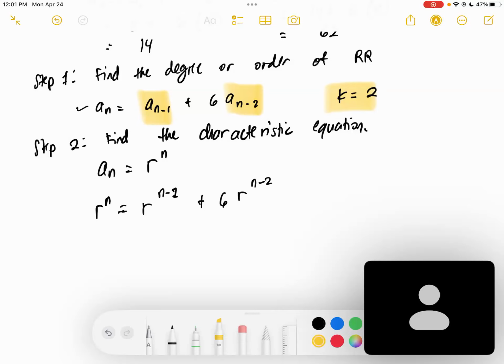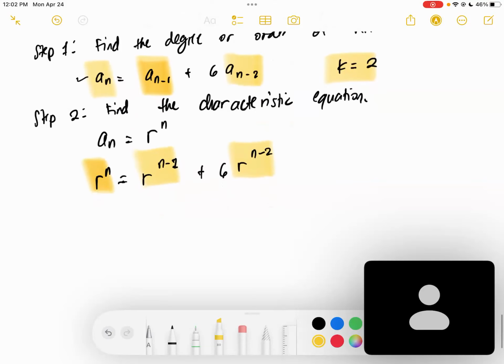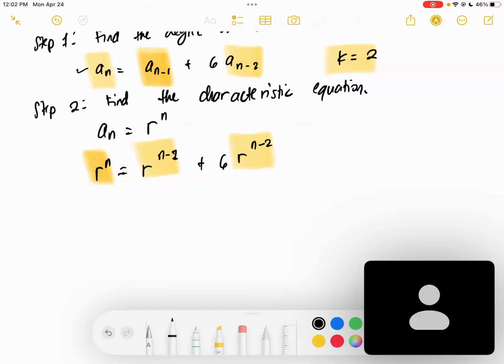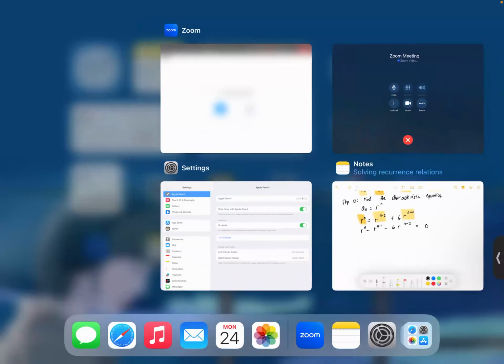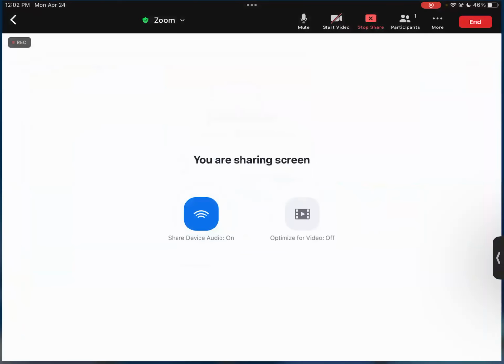As you can see here, we just replaced a sub n with r raised to n, a sub n minus 1 with r raised to n minus 1, and a sub n minus 2 with r raised to n minus 2. Then we are going to transpose everything to the left hand side. So we have r raised to n minus r raised to n minus 1 minus 6r raised to n minus 2 equals 0.